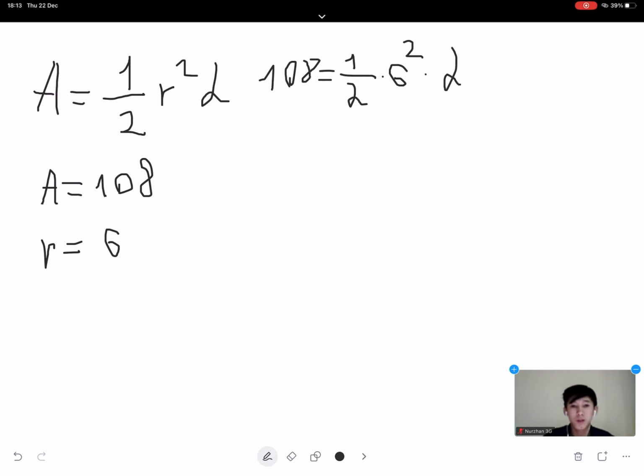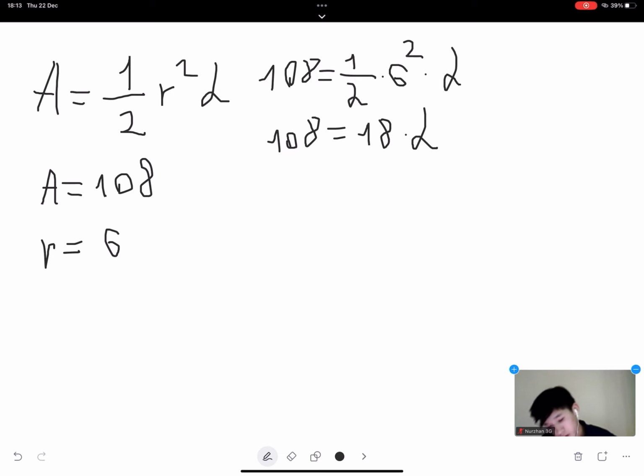Yes, we can then solve the equation for alpha. 108 is equal to, this is 36 over 2, and this is 18 times alpha. Yes, and alpha is equal to 6.